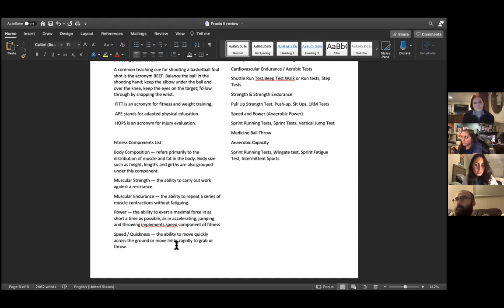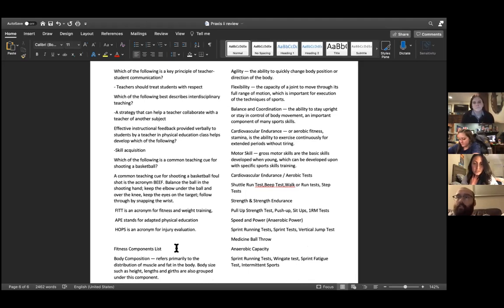Muscular strength, the ability to carry out work against a resistance. Muscular endurance, the ability to repeat a series of muscle contractions without fatiguing. Power, the ability to exert a maximal force in as short a time as possible, as in accelerating, jumping, and throwing. Speed, a component of fitness. Speed and quickness is the ability to move quickly across the ground or move limbs rapidly, or to grab or throw.